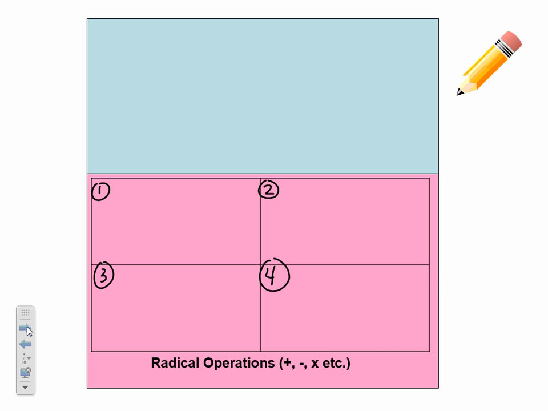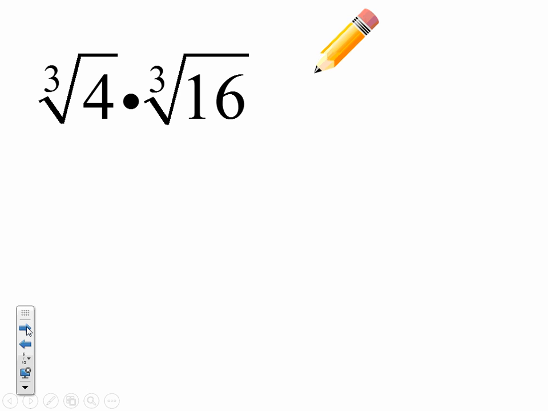And up here, we're going to be writing some things on what to do when I have certain operations. So let's take a look at this first example. This one gets written inside that first box that we made down there on the bottom half of your foldable. So I have the cube root of 4 times the cube root of 16. Neither of those are really nice values. There is no cube root of 4 and there is no cube root of 16.